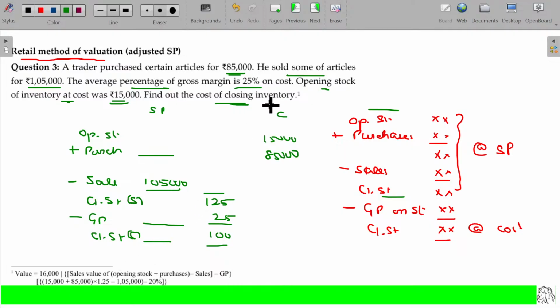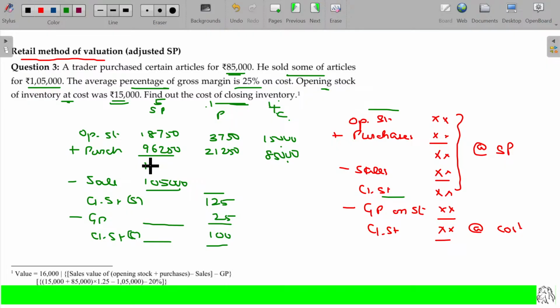If cost is 100, then it should be 25%. Otherwise, 4 rupees cost means profit should be 1 rupee and sales price should be 5 times. Do the cross multiplication. 15,000 being 4 times and 1 time should be 3,750 and this should be 18,750. 85,000 is 4 times and 1 time being 21,250 and this will be 96,250. Then overall value being 1,20,000. Am I right?